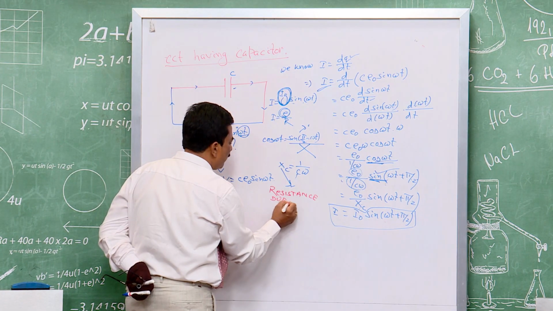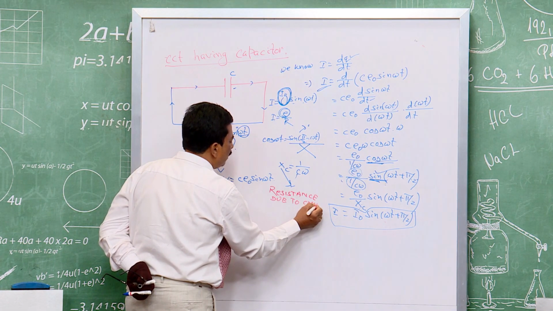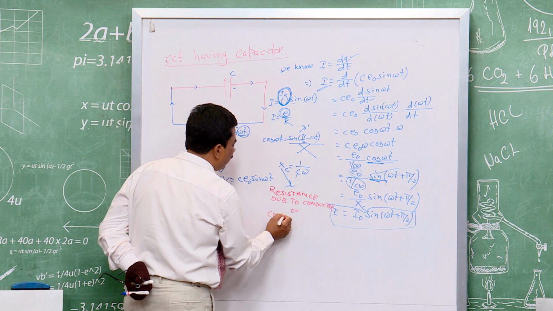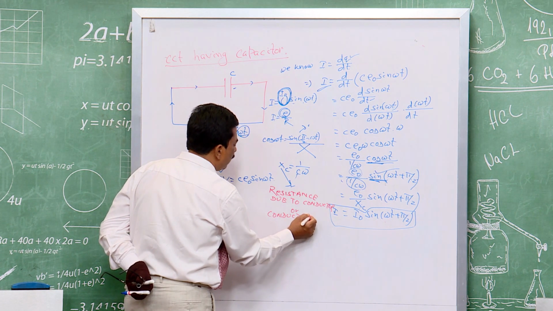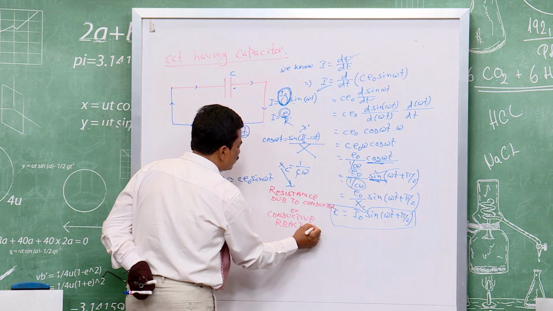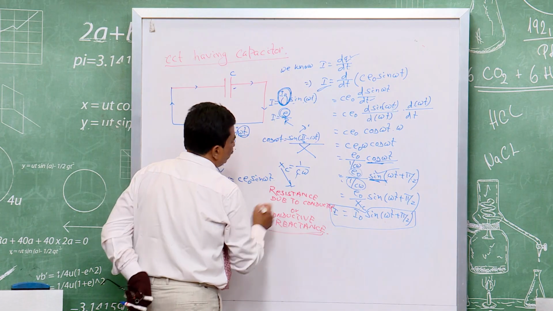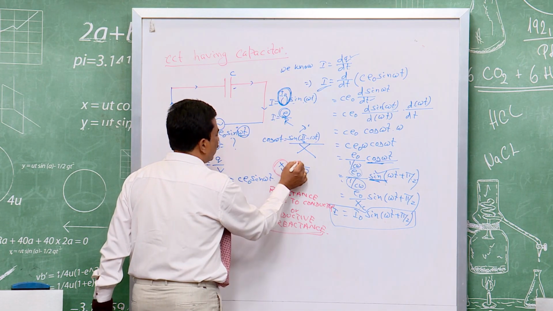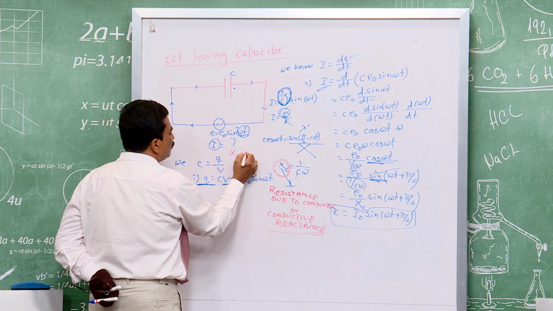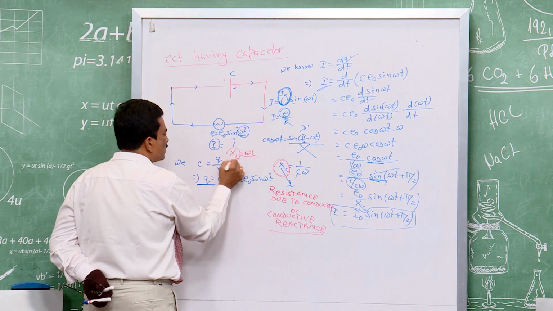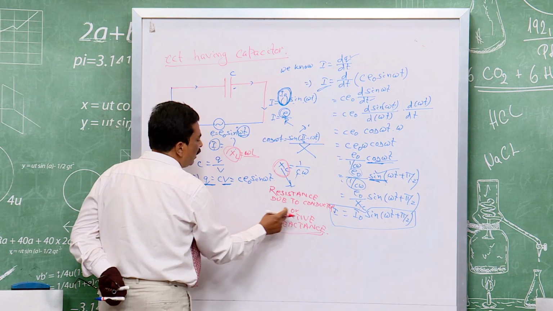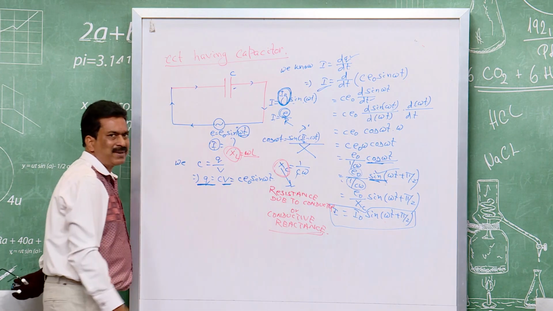This Xc, 1 by C omega, is the resistance due to the capacitor, or capacitive reactance. So this X is the capacitive reactance, 1 by C omega. For the inductor, we know XL is equal to omega L. This XL is known as the resistance due to the inductor, or inductive reactance. This is the capacitive reactance.